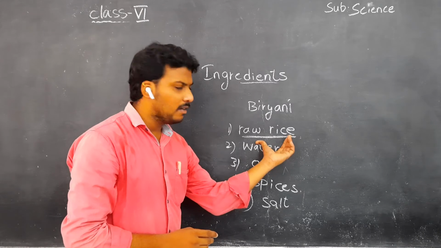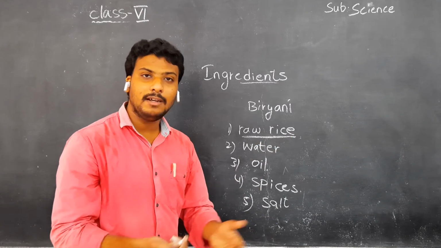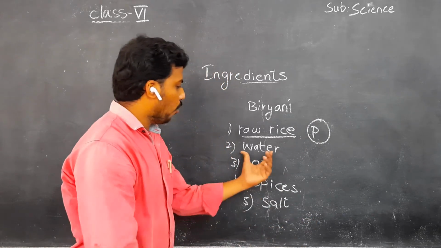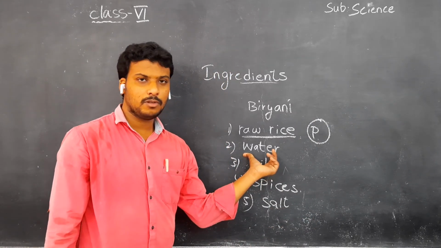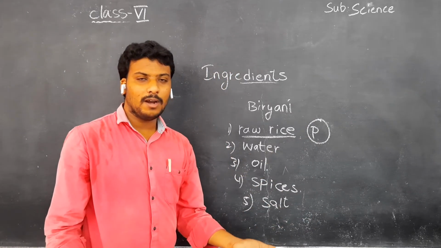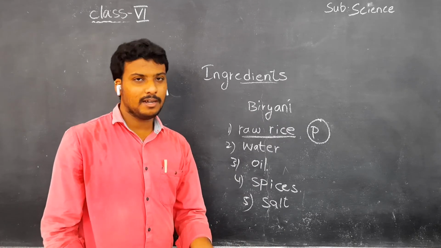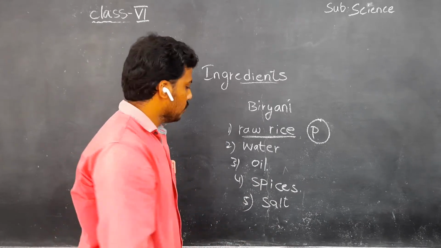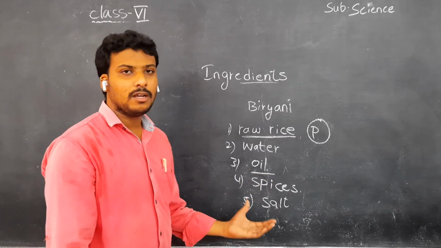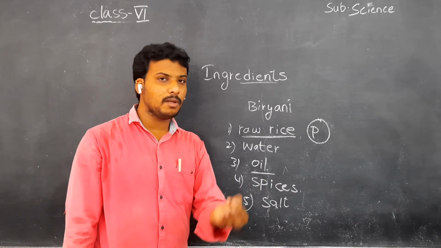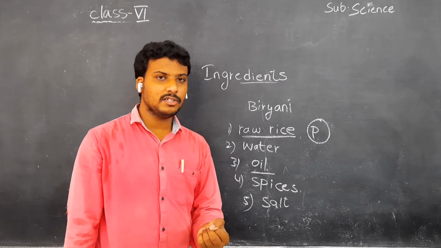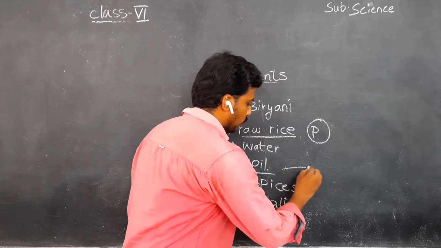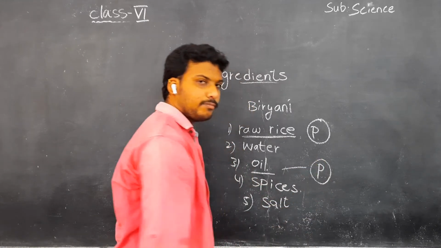From my point of view, children, this is the first material, raw rice. Where does this raw rice come from? From the plant itself. Okay, what is the source? Plant. And what is water? Water is a natural source. Understand, children? So we don't mention anything here. Natural source, no. So next, oil. Where does oil come from? Some oils come from the plants. Most probably all the oils come from the plants. Mention here also, source of this oil is plant.